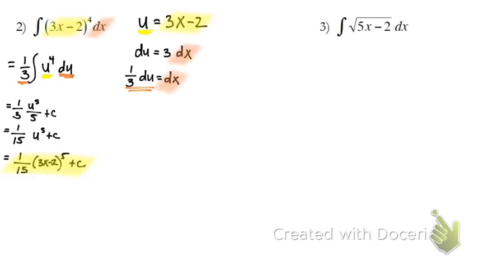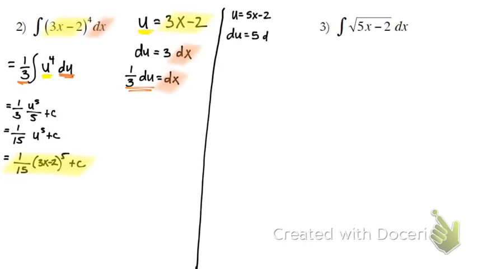All right, for this next one, we have an inside function again. So let me draw a line right here and we'll do our work over here. Our inside function is 5x minus 2. du is equal to the derivative, which is 5, and then dx. If I start to make some substitutions, 5x minus 2 is going to get replaced with u.